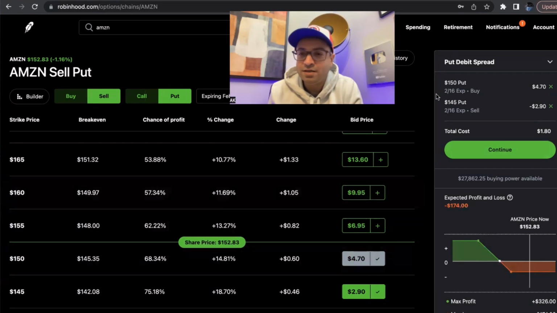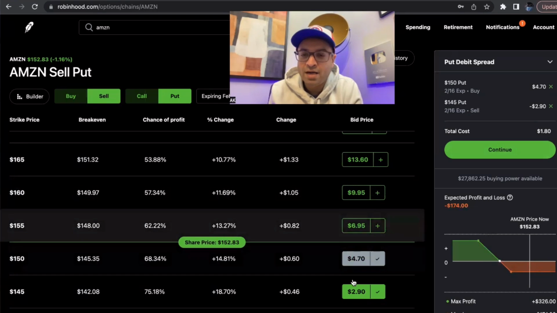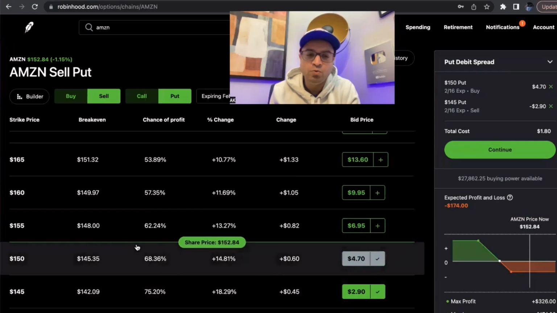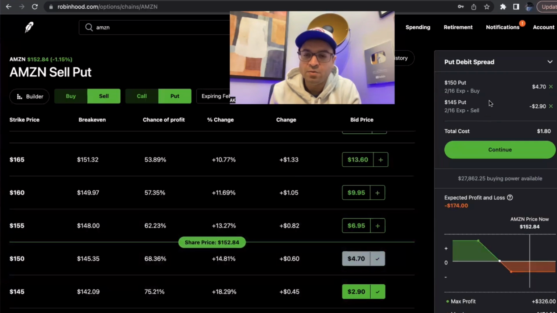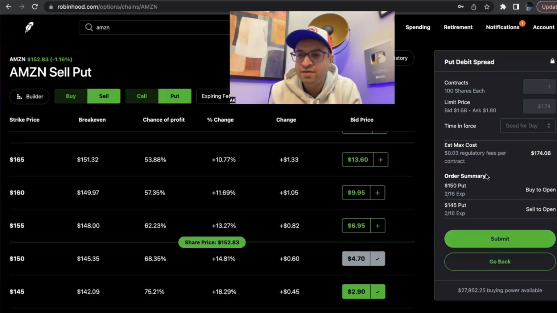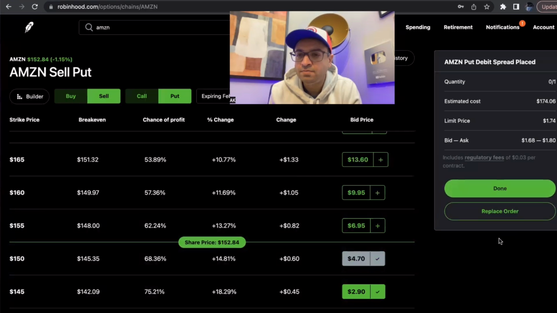So now to execute this, so we did a buy, then we did a sell. That was just one strike away. You can make these as wide as you want. Okay. So now I'm going to go ahead and purchase that. The median is 174. Let's see if it executes at 174. If it doesn't, we'll pay a little bit more just for the sake of this video. So we're not just sitting around waiting for it to execute.